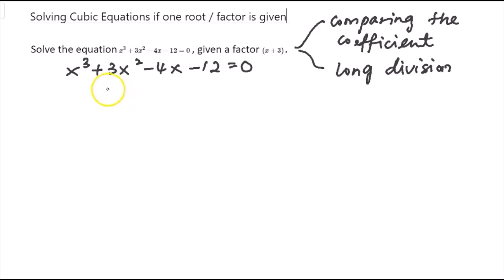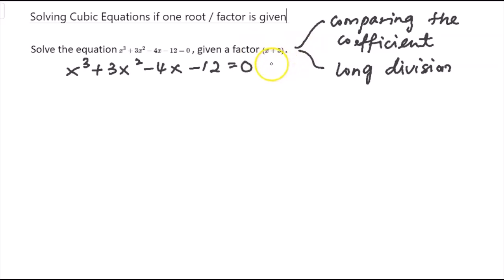Hi everyone, this video is to show you how to solve the cubic equation given a factor or a root. So here I have an example. Solve this equation. This equation is x cubed plus 3x squared minus 4x minus 12 equals 0. And given that the root is x plus 3, it's a linear factor.